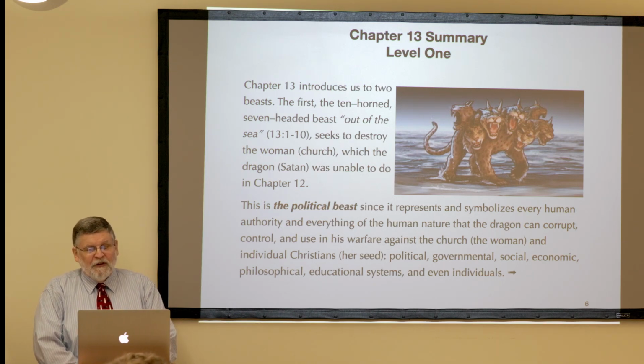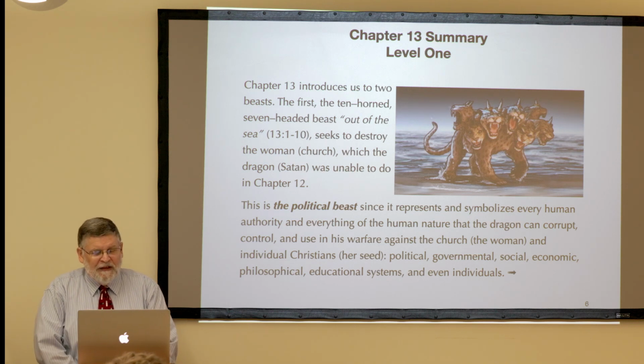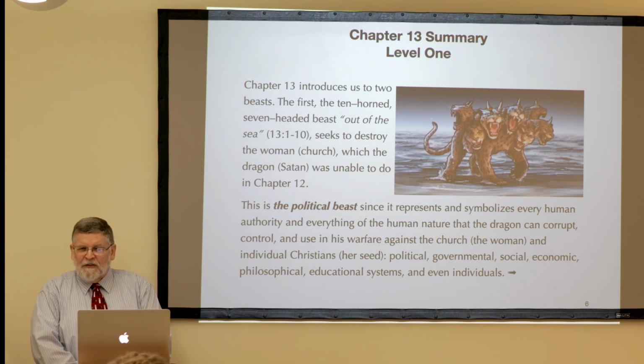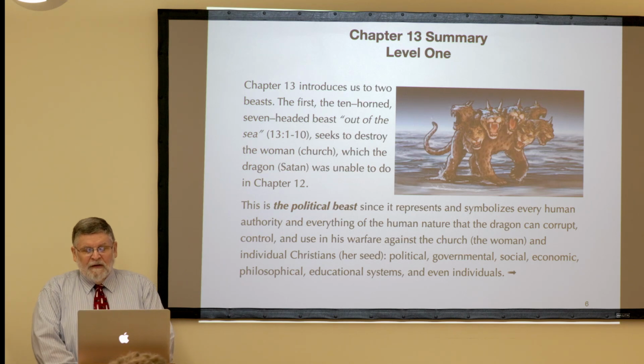The first, a 10-horned, 7-headed beast out of the sea, seeks to destroy the woman, that is the church, which the dragon, Satan, was unable to do in chapter 12, if you were with us then. This is the political beast, since it represents and symbolizes every human authority and everything in the human nature that the dragon can corrupt, control, and use in his warfare against the church. Again, that's the woman, and individual Christians who are her seed. So it's political, governmental, social, economic, philosophical, educational systems, even individuals. So the beast uses all sorts of stuff.